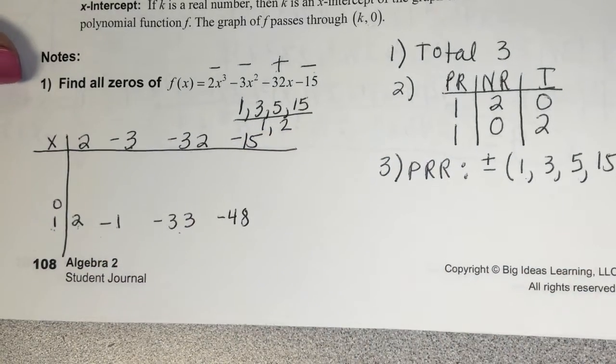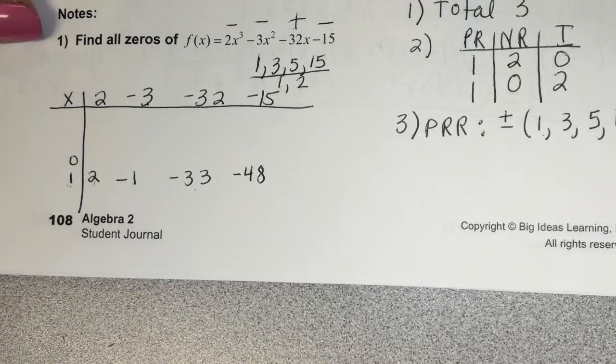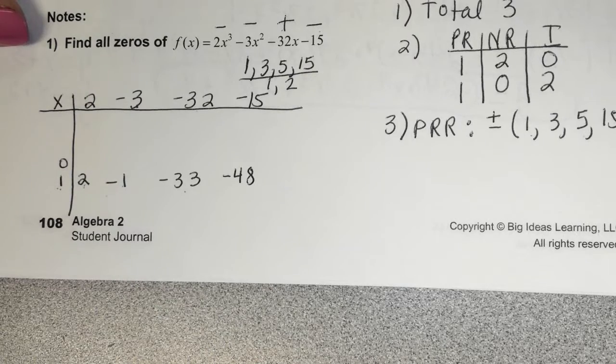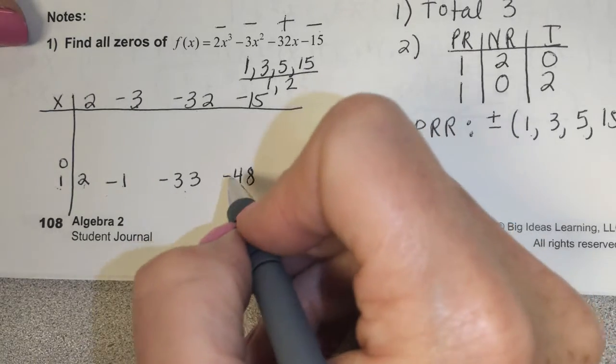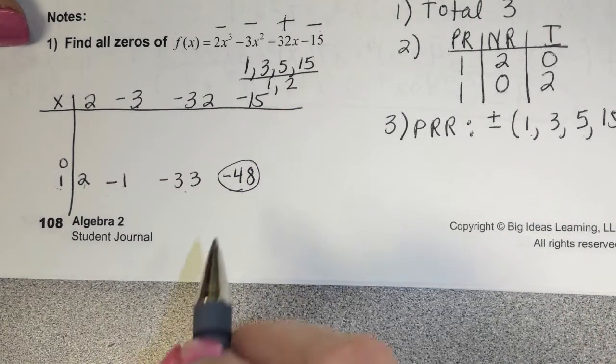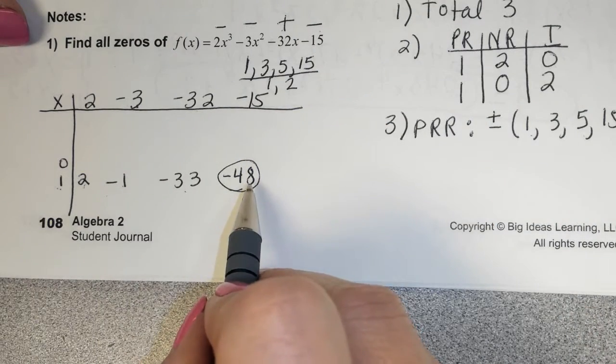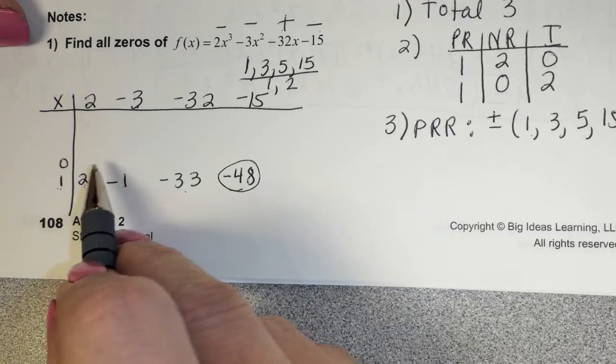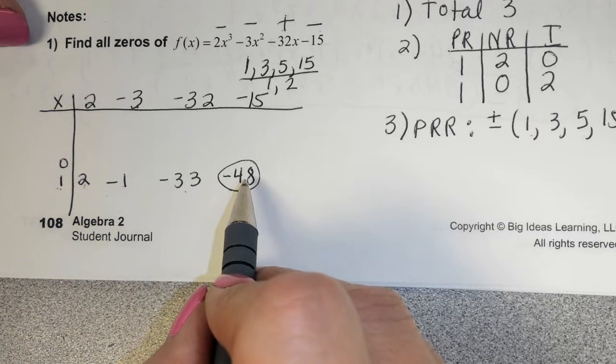We're going to start doing synthetic division all in one chart. Okay? And that's a little bit different than what we've been doing before. What would this number here represent? The remainder and also the y values. So if I plug 1 into that function, I get negative 48.